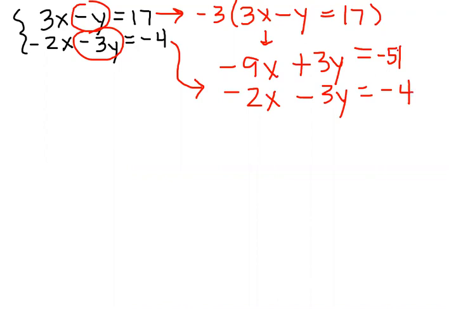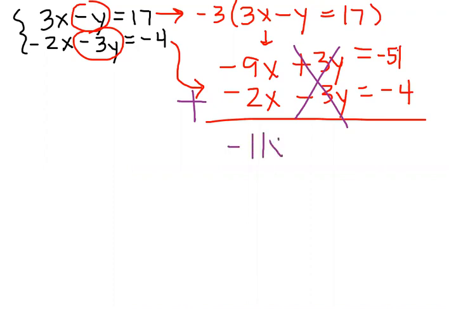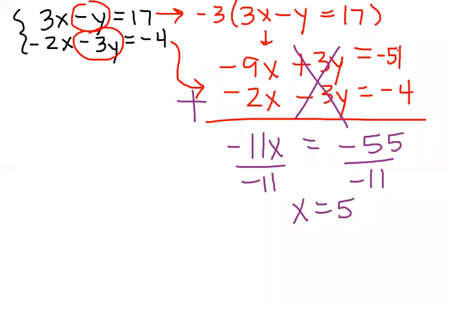And what that creates is a system of linear equations where, should I choose to simply add them together or add down, my y terms are eliminated, hence the elimination method or the addition method, and I get -11x equals -55. Divide both sides by -11, and x equals 5. That worked out quite nicely.